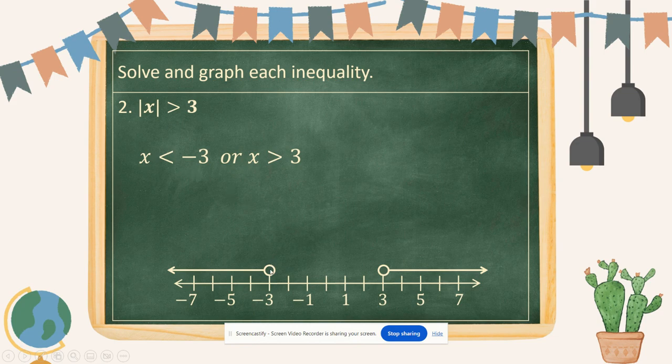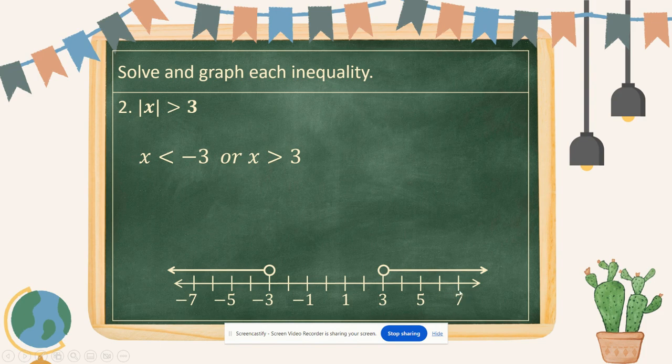I'm going to have my open circles at -3 and 3. And of course, -3 is going to be going to the left and +3 is going to be going to the right. And again, if you're struggling with wrapping your head around this, let's just pick a value and put it in here and see if it's true. Let's pick -5. The absolute value of -5 is 5. Is 5 greater than 3? Yep. So that's why we're going this way.